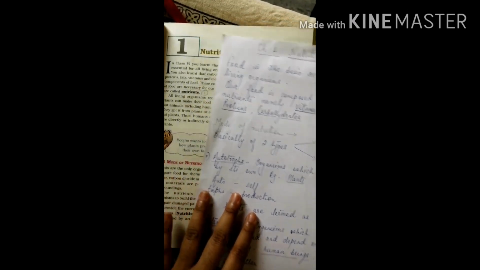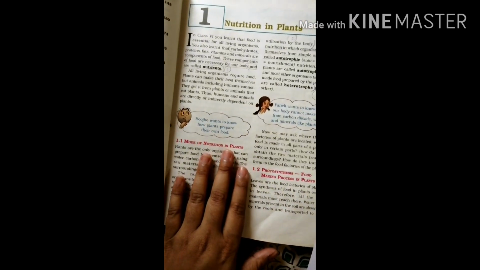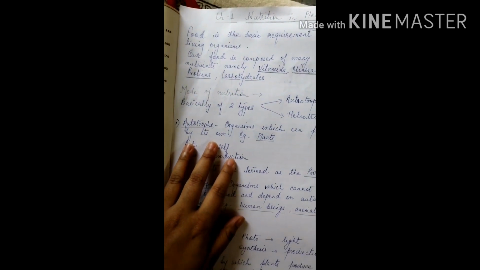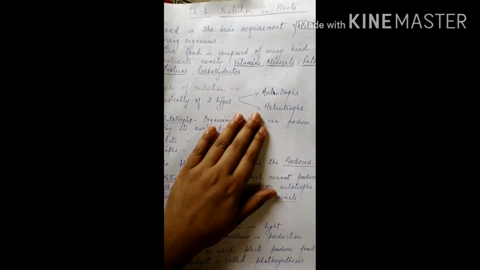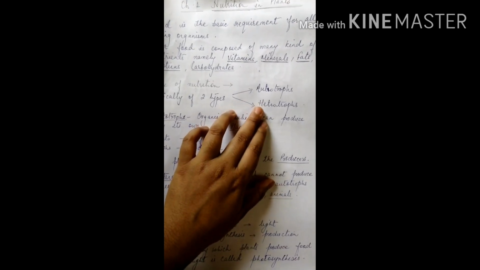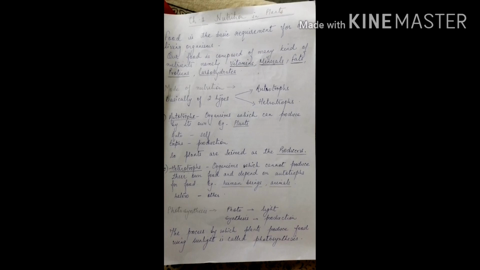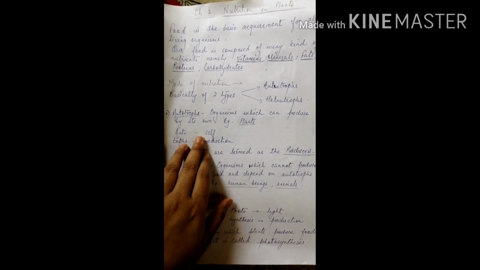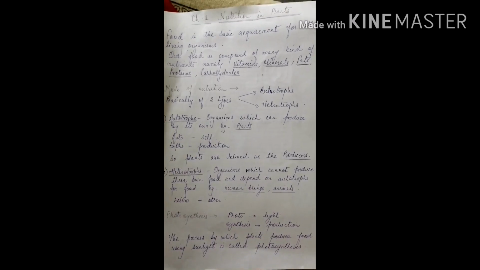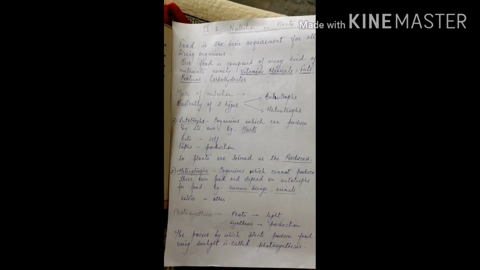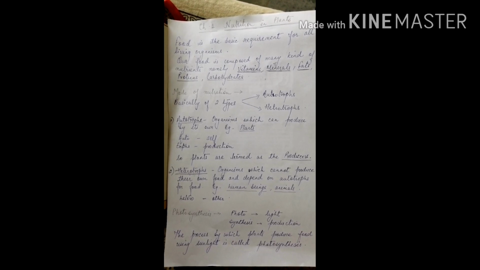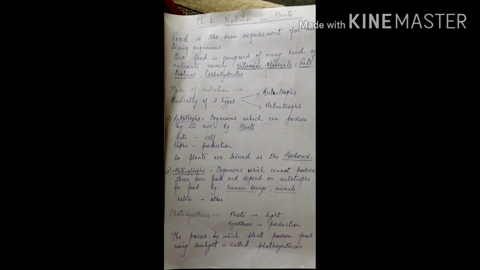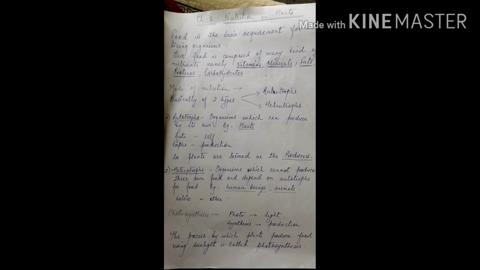Now, there are two modes of nutrition in plants. Modes of nutrition are broadly classified into two types. First is autotroph and second is heterotroph. Autotroph, as the term tells you, auto means self, troph means production. So the organisms which can produce their own food are termed as the autotrophs, or you can also say that they are termed as the producers.